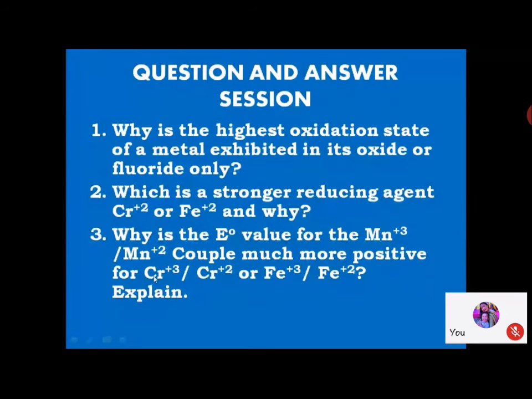Now you can see chromium plus 2 to plus 3 easily loses an electron. In iron, Fe plus 2 ion also, after losing one electron, will give the d5 configuration, which is stable. Okay, now for manganese plus 2 to plus 3, the value is positive. Why? Again write down the electronic configuration.